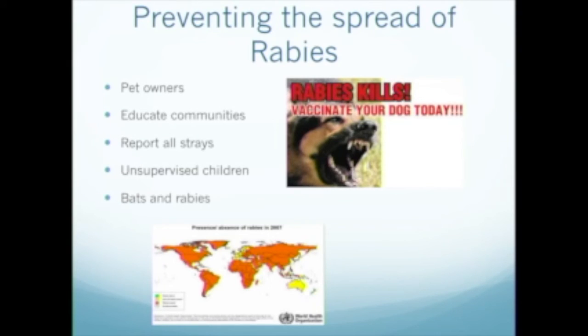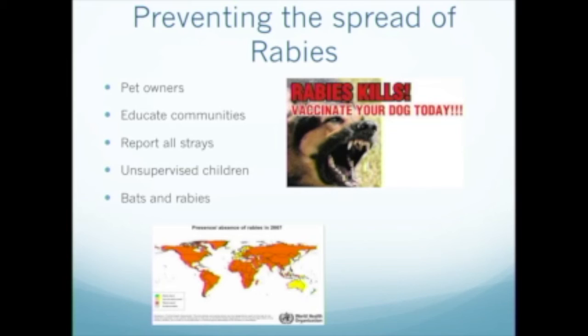So if you're trying to prevent the spread of rabies, there's a couple of things that should be noted. If you are a pet owner, you should keep your dogs, cats, ferrets, and other small animals up to date on their rabies vaccines. Another important way to prevent the spread of rabies is through community education about rabies vaccines and their importance, not just for humans but also for animals such as pets. You should also always report all stray or ill-looking animals to animal control.